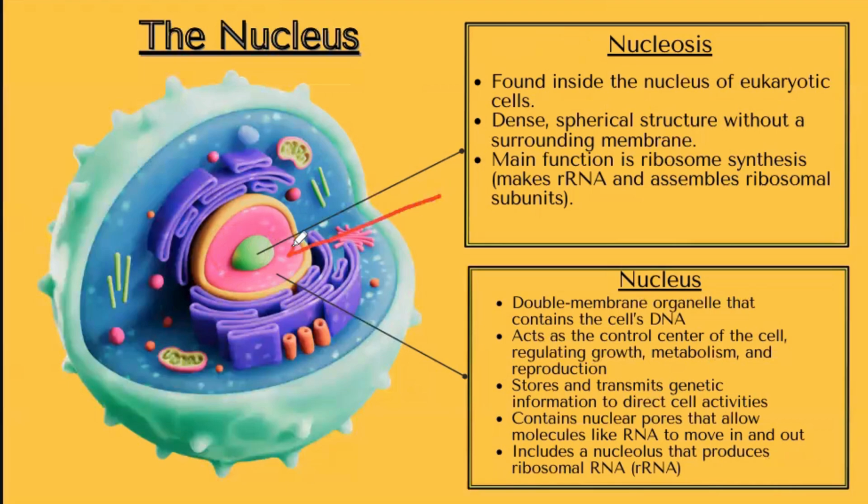Now, with the nucleus, you have a double membrane. That's this yellow structure here. And it acts as a control center. It regulates your growth, your metabolism, and reproduction due to the genetic material that is there. So it stores that genetic information that leads to directing cell activities. It contains RNA, which moves to the outside. Remember, in the nucleus, you have DNA. We talked about this in the process of DNA to RNA, but remember, DNA is contained and stays within the nucleus, but DNA will turn into RNA, which will then create protein at some point.